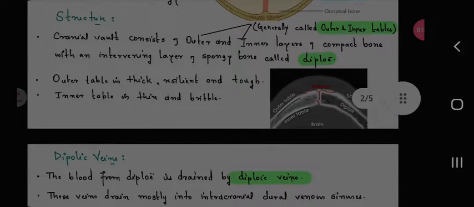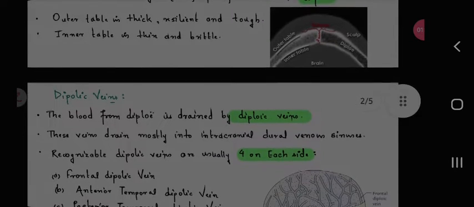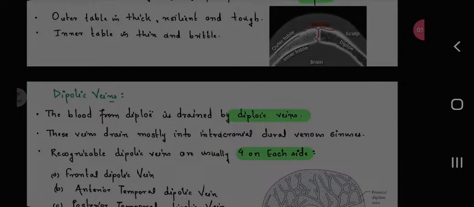Structure. The cranial vault consists of outer and inner layers of compact bone, generally called outer and inner tables, with an intervening layer of spongy bone called diploe. The outer table is thick, resilient and tough. The inner table is thin and brittle.